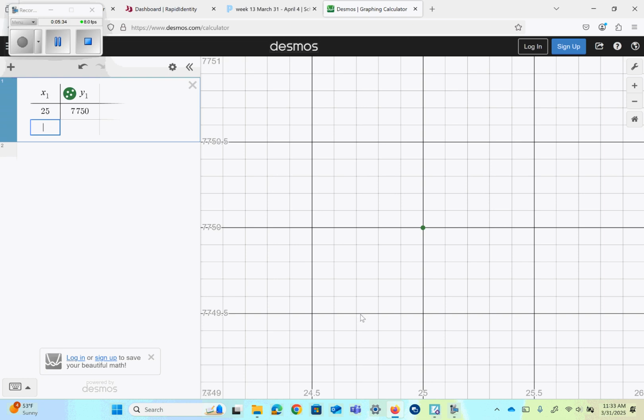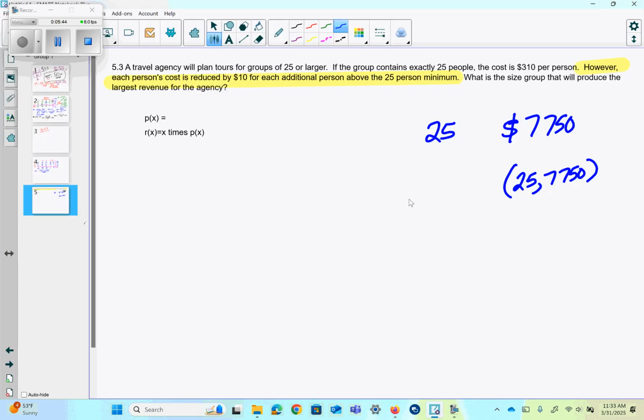Let's take the route that each additional person is going to reduce the cost for everybody. I'm just going to think about this. If I had 26 people that went, now we're going to multiply 26 times 300, 7,800. It doesn't make sense, because the first one was 7,750. Oh wait, no, I added one person. So that's 300 times 26, so that's 7,800.